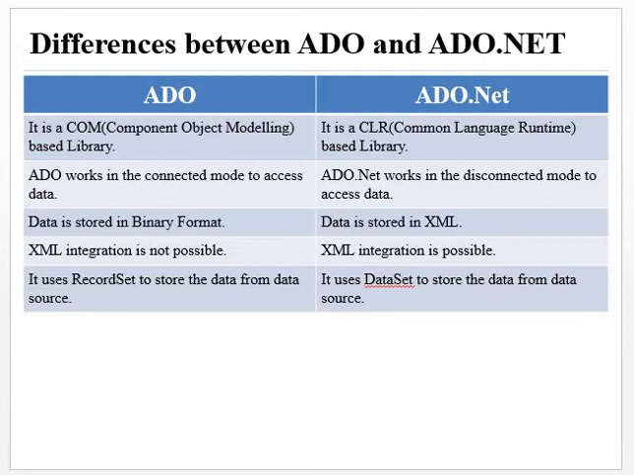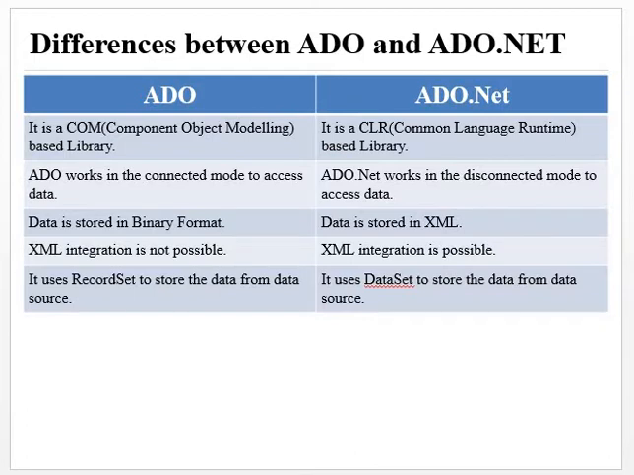The third difference is that in ADO data is stored in binary format, whereas in ADO.NET data is stored in XML format. Why XML format? That will be discussed in the benefits of ADO.NET. Then in ADO, XML integration is not possible because it does not support XML format, and in ADO.NET integration with XML is possible. And the last difference is one of the main differences, because ADO uses a record set to store the data from the data source, and ADO.NET uses a data set to store the data from the data source.